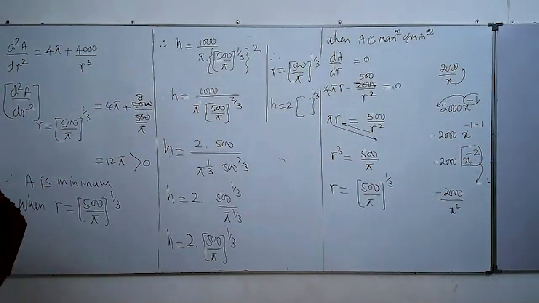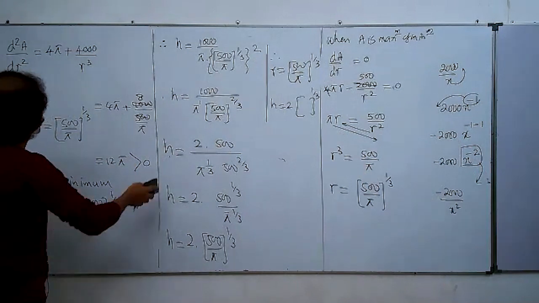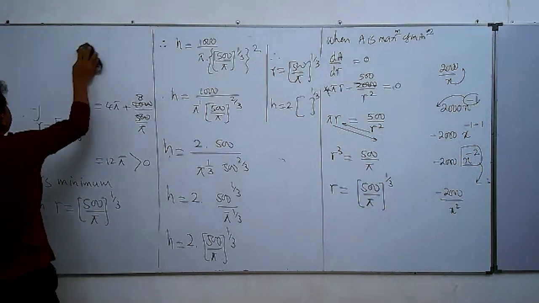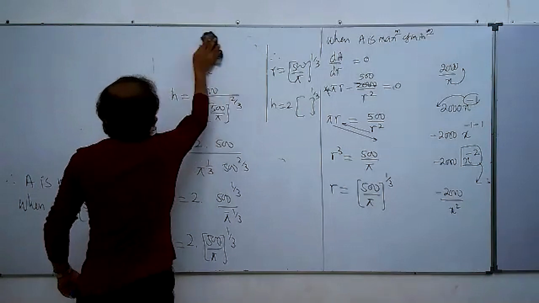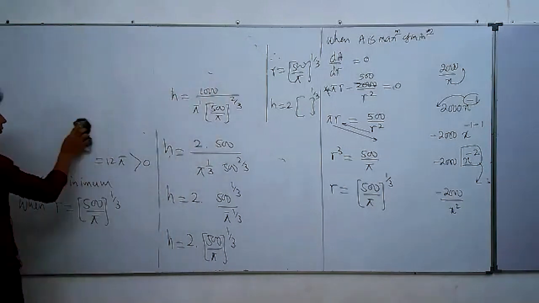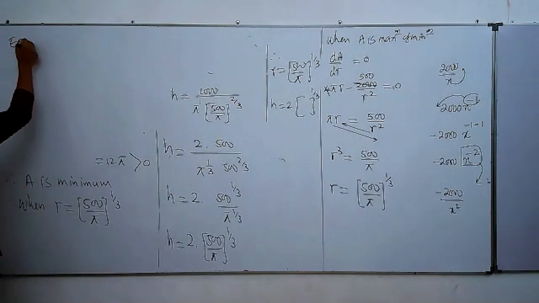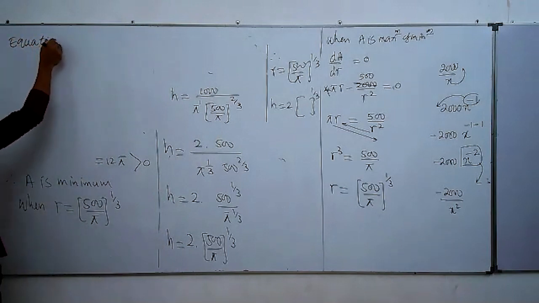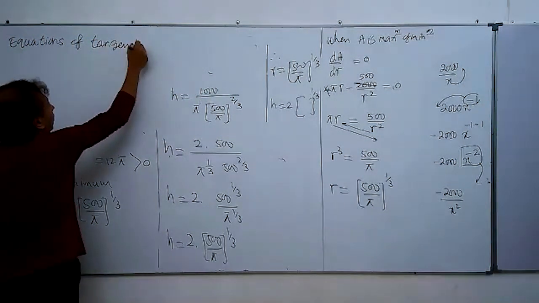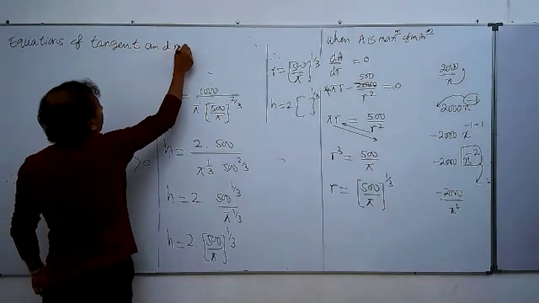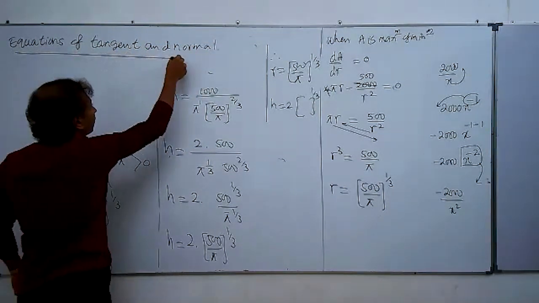Write down the next subheading this way: equations of tangent and normal. Tangent and normal. Equations of tangent and normal. Tangent and perpendicular. Normal means perpendicular.